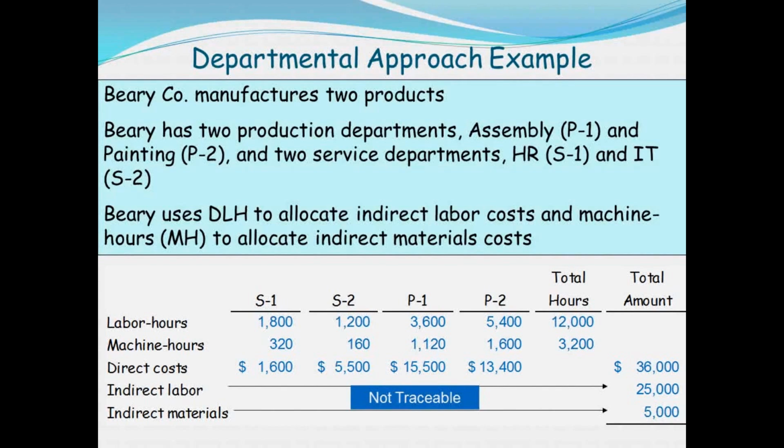Okay, Beery Company. Beery Company has two production departments, assembly and painting. And from now on, after this point, we'll call it P1 and P2. And two service departments, HR and IT. We'll call it, from now on, S1 and S2. Okay? And they use direct labor hours to allocate indirect labor costs and machine hours to allocate indirect materials costs. Kind of simplified example.